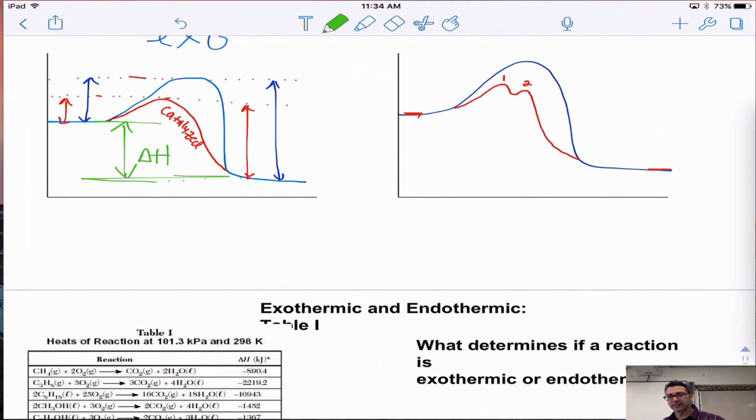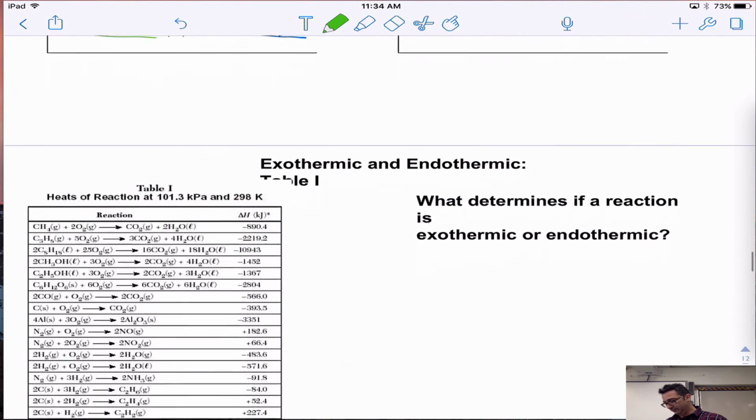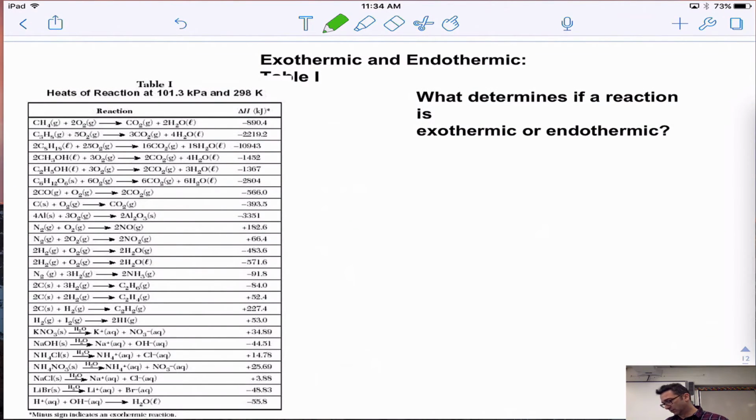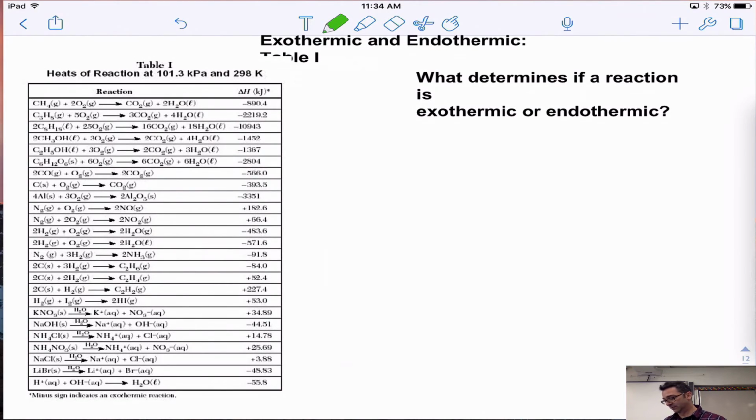And that's important to take note of: the delta H will not change when your reactions are catalyzed. Okay, one last thing I want to do with you is Table I from the reference table.